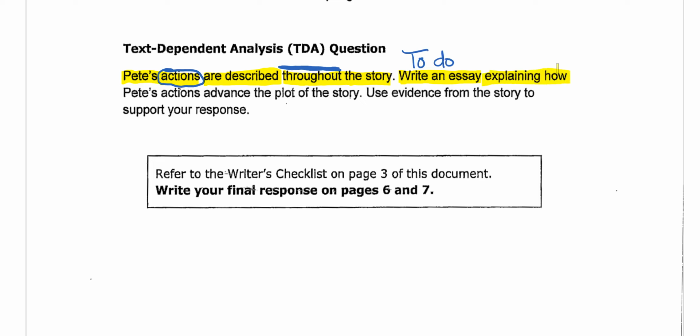explaining how Pete's actions advance. And advance means to move something forward, to move something ahead, to make it go forward, to move ahead. The plot of the story. And the plot are all the little things that happen that make the story keep going, keep moving. This happened, then this happened, and then this happened. That's called the plot. And then, of course, use evidence from the story to support your response.